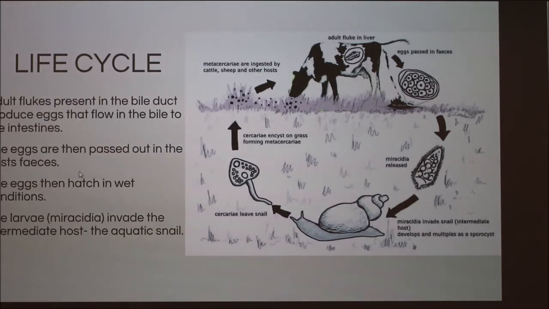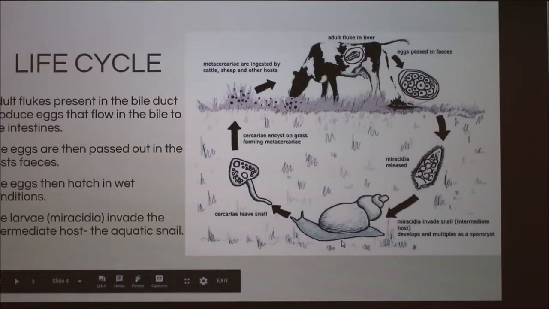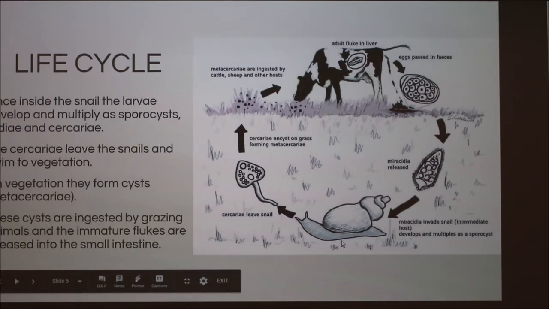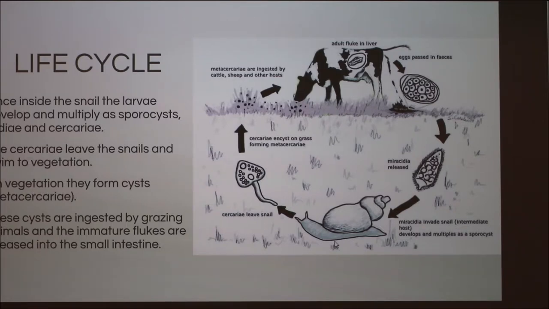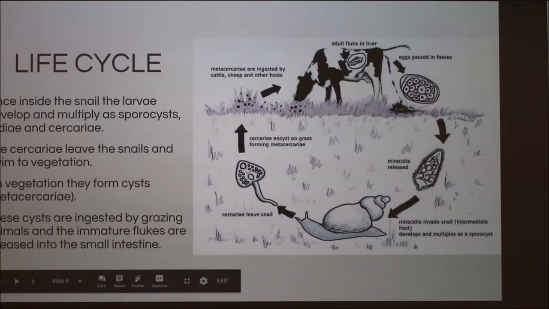So their life cycle: adult flukes present in the bile duct produce eggs that flow in the bile to the intestines of the animal. The eggs are then passed out in the host's feces. The eggs then hatch in wet conditions, and the larvae invade the intermediate host, the aquatic snail. Once inside the snail, they develop into sporocysts, rediae, cercariae. They then leave the snail and swim to vegetation where they form cysts.